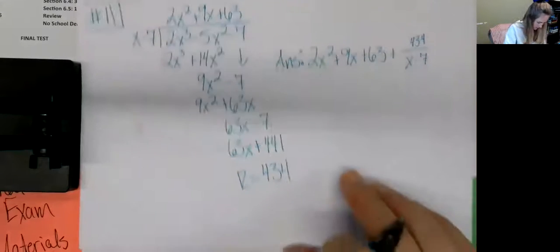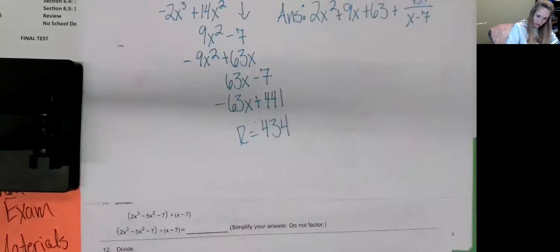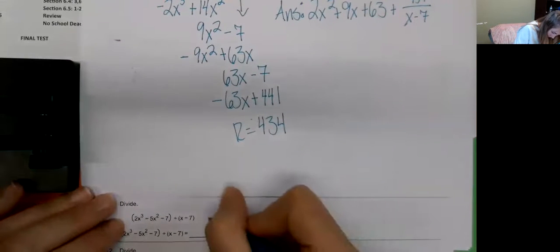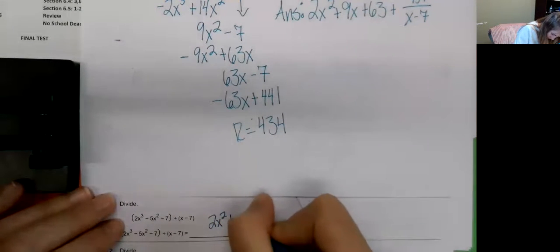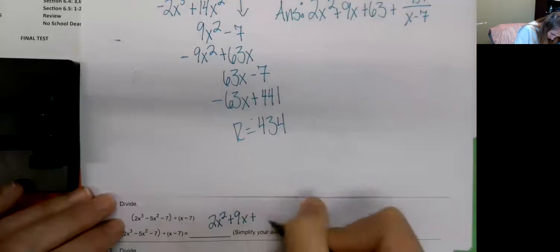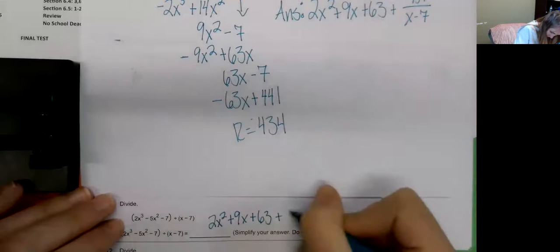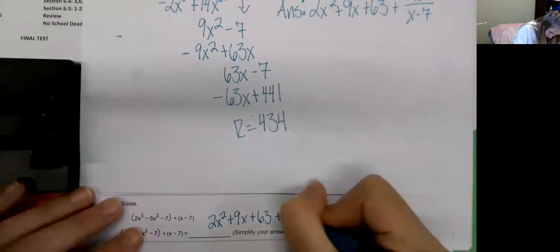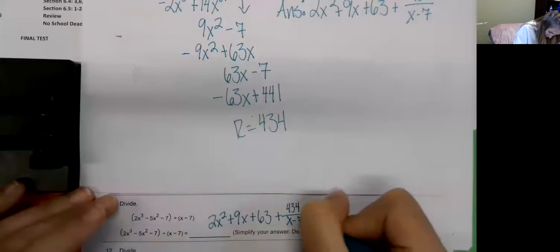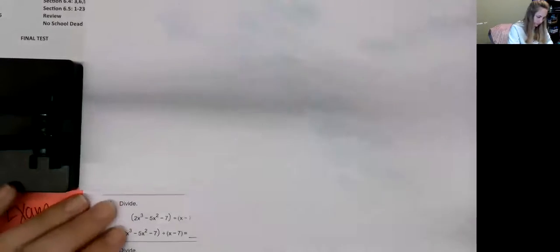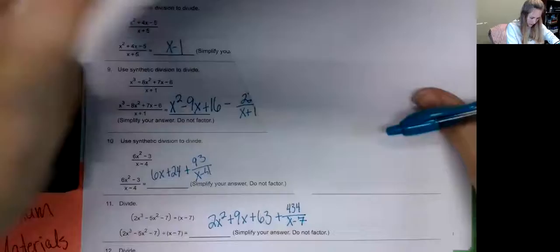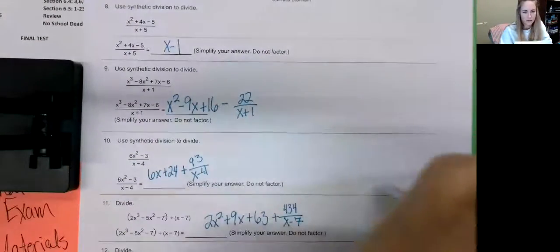All right, let's copy that over here. It's number 11. So, oh, that's not going to fit there. So 2x squared plus 9x add 63 add 434 over x subtract 7. Keep that paper. Okay, 12 and 13.